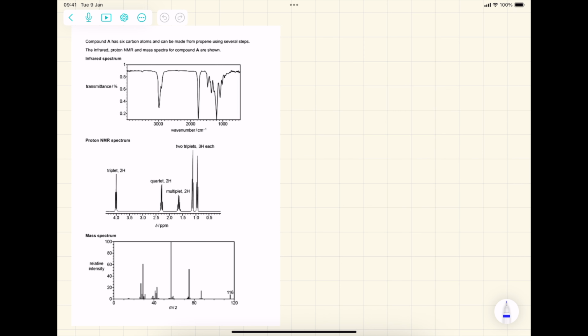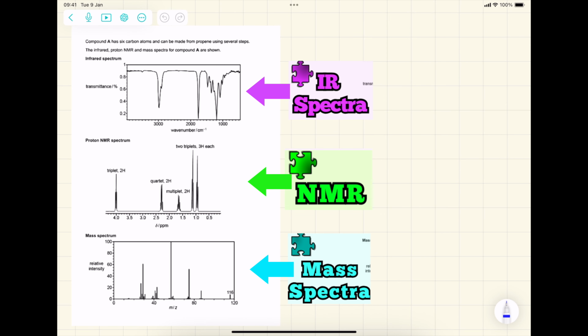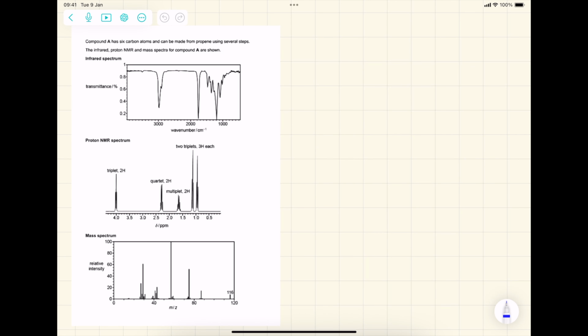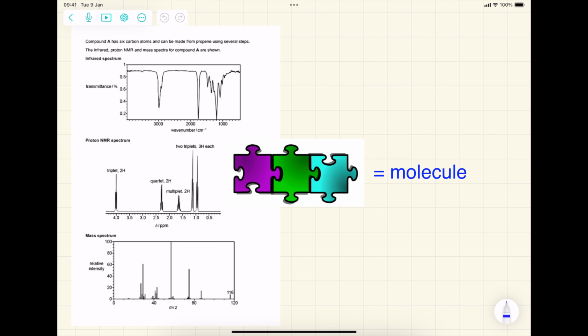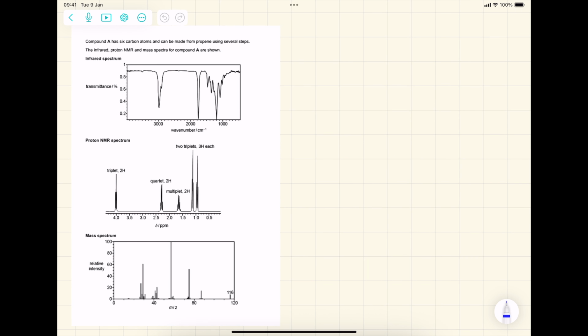So today we have another mixed spectroscopic techniques question where we are given information on mass spec, infrared and NMR, and we have to put those clues together like pieces of a jigsaw and work out the identity of the organic molecule. So I'm going to start with the easiest piece of spectroscopic data, which is the infrared, as you can tell a lot about the molecule just from the wave numbers you see in the spectrum.